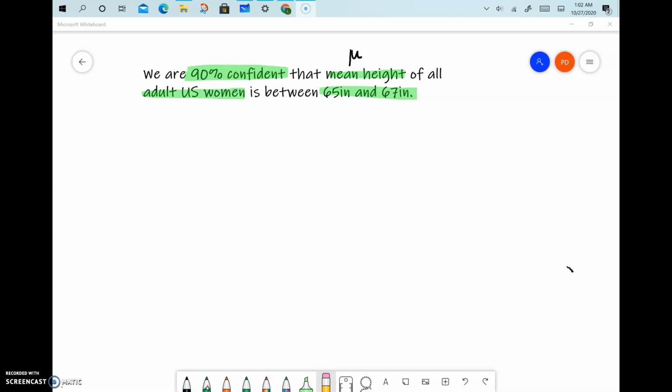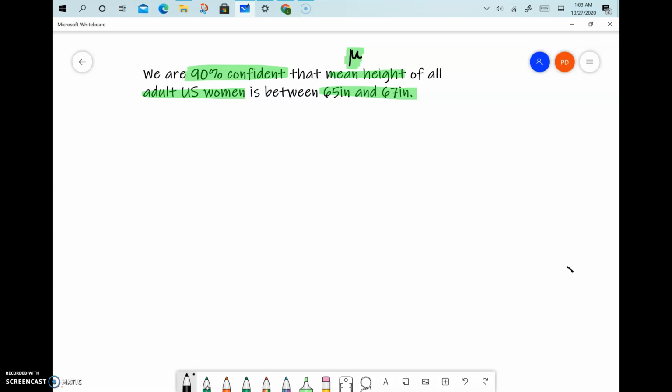Okay, let's read the conclusion of a study here. We are 90% confident that the mean height of all adult US women, and the minute I say all adult US women, the mean really is the population mean. There's no reference to a sample, so we are 90% confident that mu, the mean height of all US women, is between 65 inches and 67 inches. Now, that range of values is called the confidence interval.